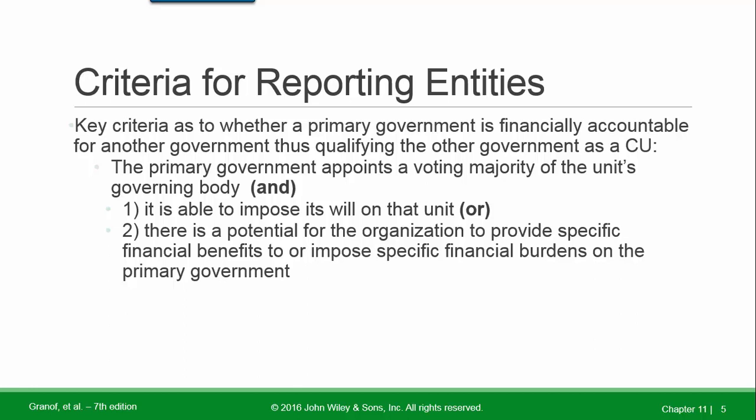The key criteria as to whether a primary government is financially accountable for another government, thus qualifying the other government as a component unit: the primary government appoints a voting majority of the unit's governing body, and the primary government is able to impose its will on that unit, or there is a potential for the organization to provide specific financial benefits to, or impose specific financial burdens on, the primary government. So this represents the criteria for making this determination, the primary government, and then looking at the component units.